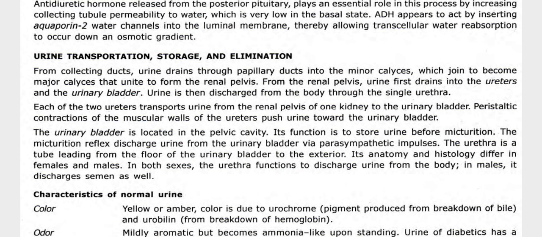Then the urinary bladder is located in the pelvic cavity. Its function is to store urine before micturition. The micturition reflex discharges urine from the urinary bladder via parasympathetic impulses. The urethra is a tube leading from the floor of the urinary bladder to the exterior. Its anatomy and histology differ in females and males. In both sexes, the urethra functions to discharge urine from the body. In males, it discharges semen as well.